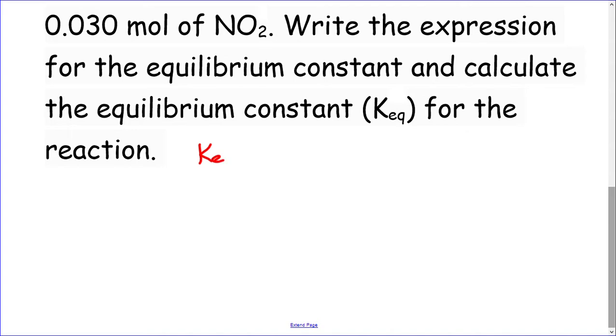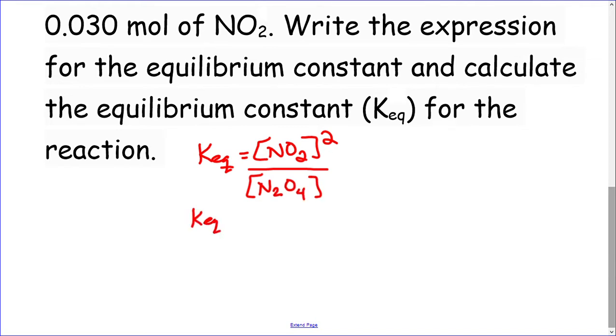So we can say KEQ is equal to NO2, and that's going to be squared because it had a value of 2 in front of it for its moles, so its coefficient was 2, and that's over N2O4.